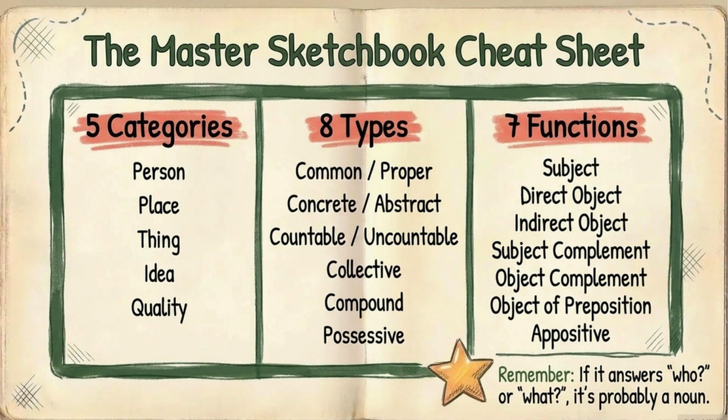The Master Sketchbook Cheat Sheet. Let's lock in the whole guide. 5 categories: person, place, thing, idea, quality. 8 types: common, proper, concrete, abstract, countable, uncountable, collective, compound, and possessive. 7 functions: subject, direct object, indirect object, subject complement, object of preposition, and appositive. And the one rule to remember: if it answers who or what, it's probably a noun.